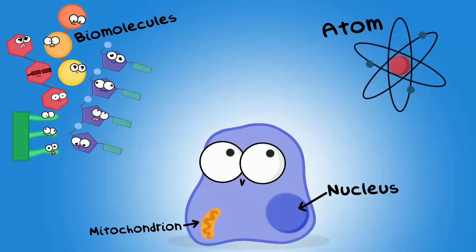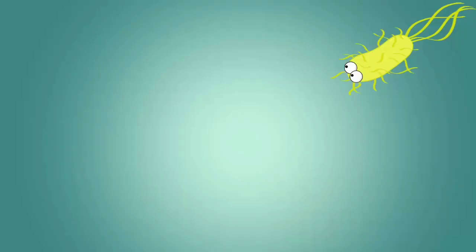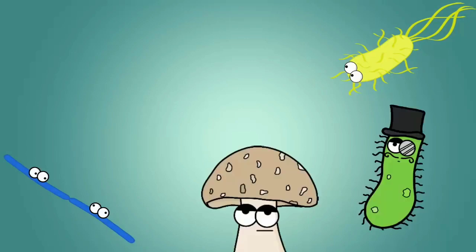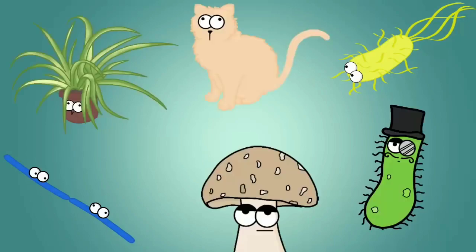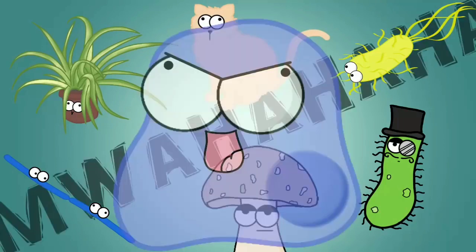Atoms are smaller than a cell. You can even get smaller than atoms when considering subatomic particles. But for this video, we are going to start at the cellular level, a basic living unit. It doesn't matter whether you're talking about bacteria, archaea, fungi, protists, plants, or animals. If you're talking about something alive, you're talking about something made up of one or more cells.